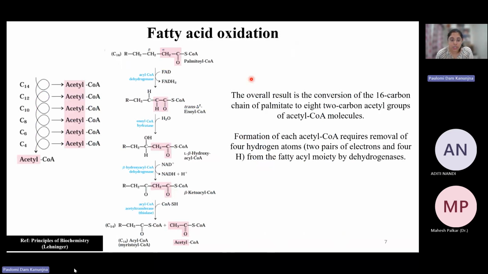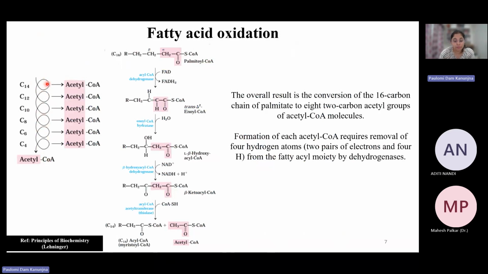Yes. So coming to fatty acid oxidation, we'll start with palmitoyl coenzyme A, which is the 16 carbon chain of palmitate. So we'll see how this oxidation takes place. If you look at it overall, you will see a very clear pattern. Let's say we begin with C16. So C16 to C14 to C12 to C10 to C8, C6, all of this.